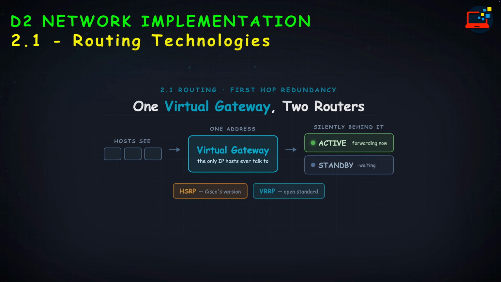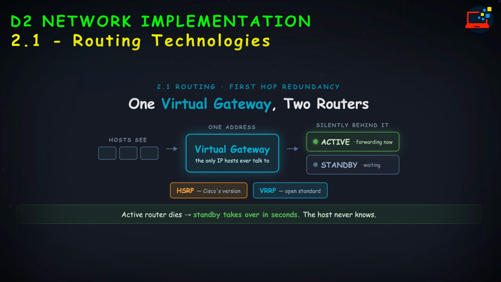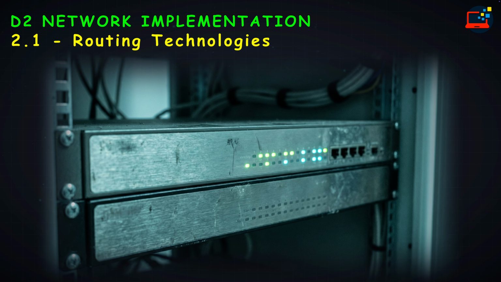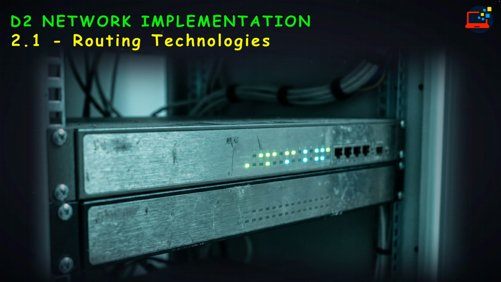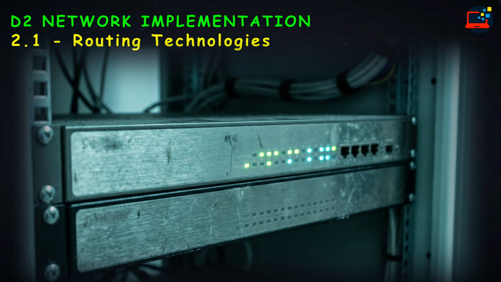First Hop Redundancy Protocol, FHRP, lets 2 routers share one virtual gateway address so the network stays alive when one router dies. HSRP is Cisco's version. VRRP is the open standard. The hosts on the network think they're sending packets to one gateway, but 2 physical routers are silently behind it, with one active and one standby. If the active router dies, the standby takes over within seconds. The host never knows anything changed.